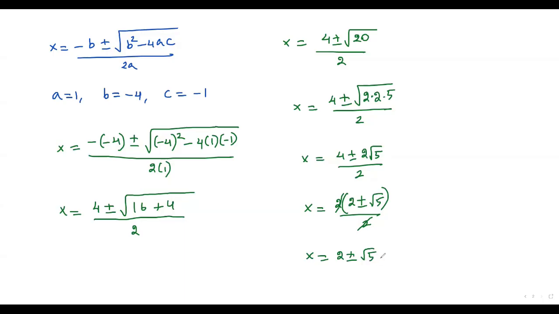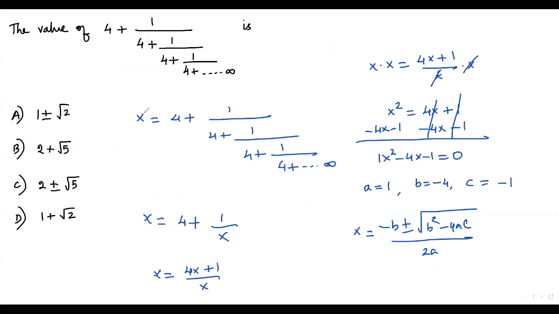Okay, now I got two values for x. One is x equals 2 positive square root of 5, and the other one is 2 negative square root of 5. Actually, this x represents the value of the given numerical expression. We got two values for the given numerical expression. Okay, now let's go back to the question.